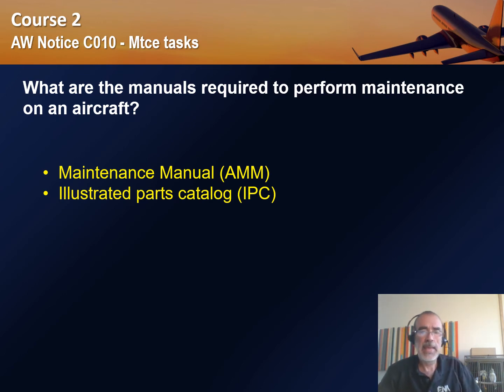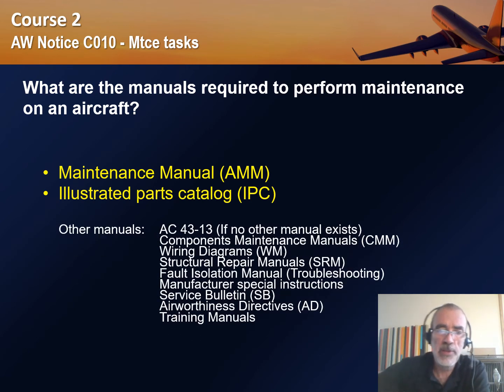So AMM for Aircraft Maintenance Manual, also the Illustrated Parts Catalog, IPC. This is used to identify parts and part numbers, not for maintenance. You cannot use IPC as a maintenance manual.